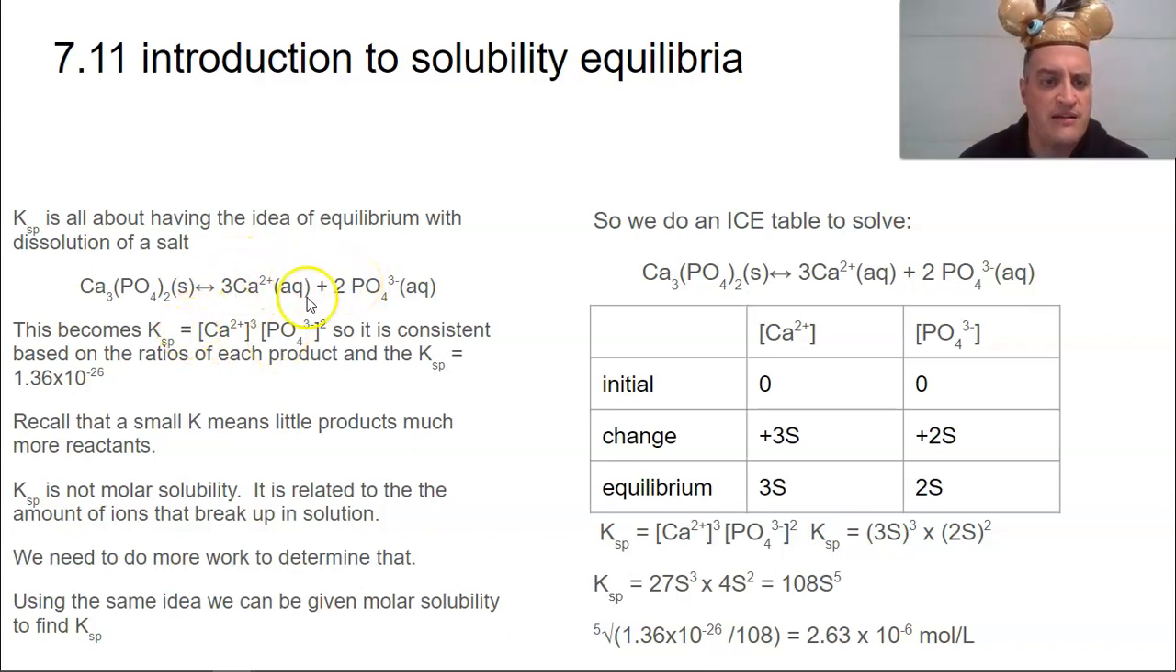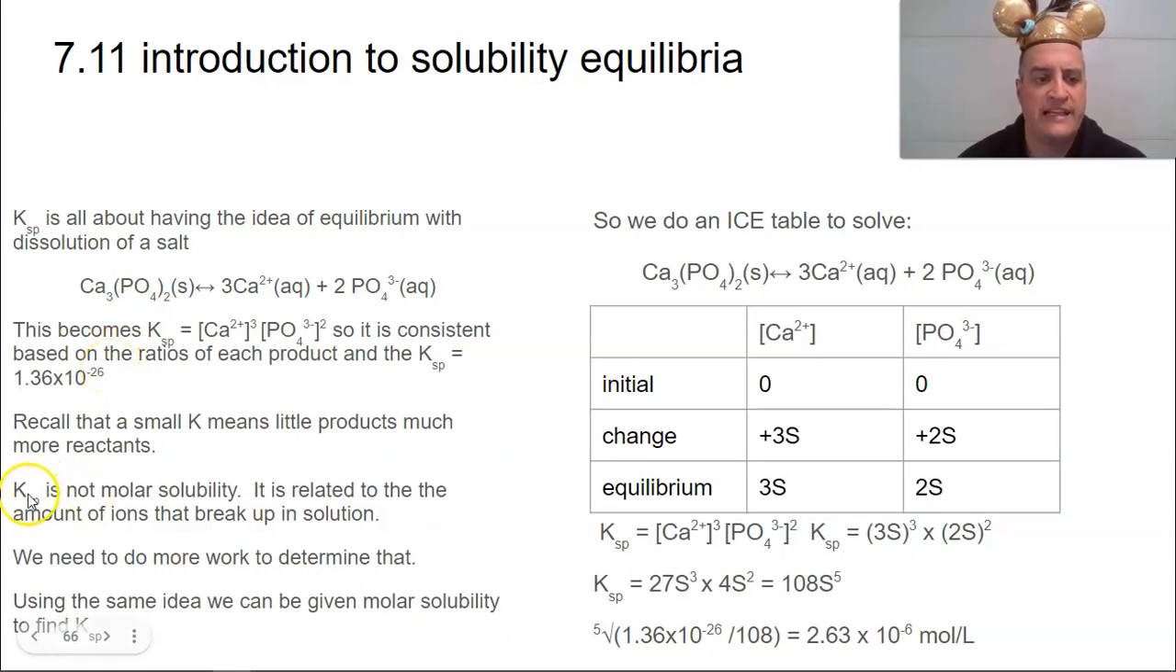You have your Ksp. Remember, aqueous species are present, solids are not. This is based on ratios of each product. Ksps are often small, sometimes ridiculously small. Remember, small K means little products, much more reactants. We would often say something like calcium phosphate is insoluble. However, it is soluble, but to a very minute amount.